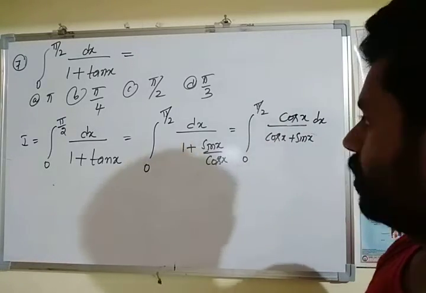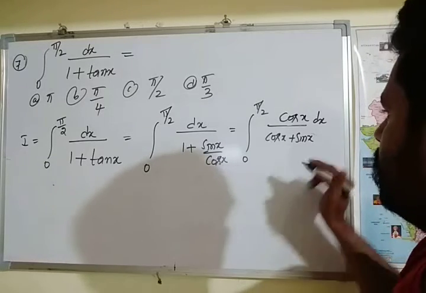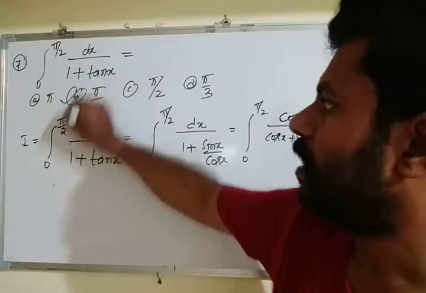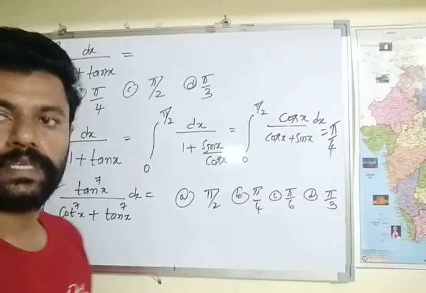Both results are in the same concept results. You can consider this value is equal to pi by 4. Option B is correct. So now here we have one more.